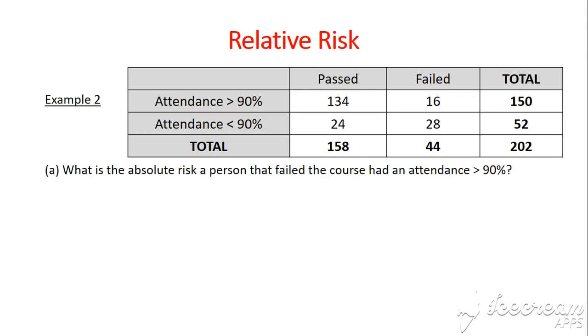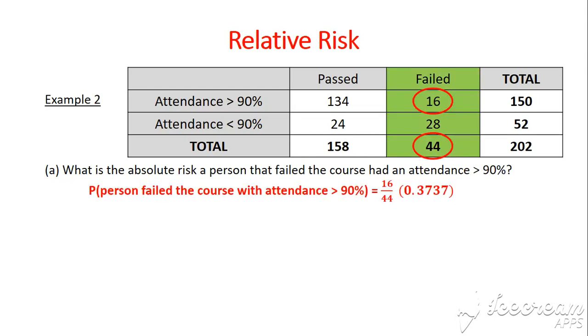Right, here we go. Part A. What's the absolute risk a person that failed the course had an attendance greater than 90%? So we're talking about people that failed the course. Here they all are here, and we want to know what's the probability that they had an attendance greater than 90, which is 16 people out of 44. You can turn it into a decimal if it's easier for you.